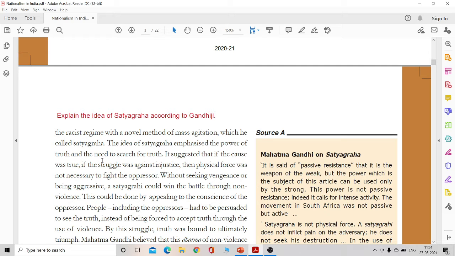that was called Satyagraha. Now, if you get a one marker question, you can simply say that the idea of Satyagraha emphasized the power of truth and the urge to search for truth. You can break it down into two words: Satya, which means truth, and Agraha, which means urge to find, right? So, Agraha, to find the truth or Satya.